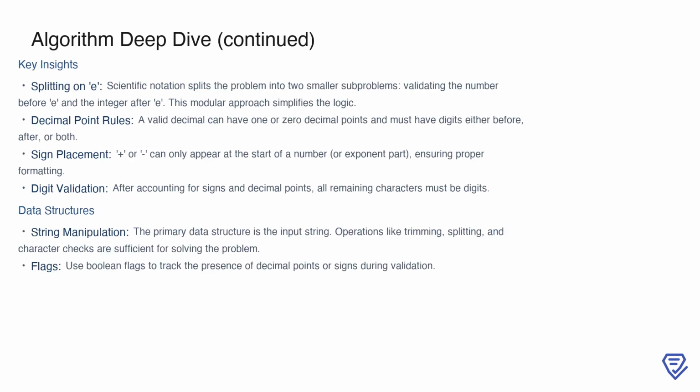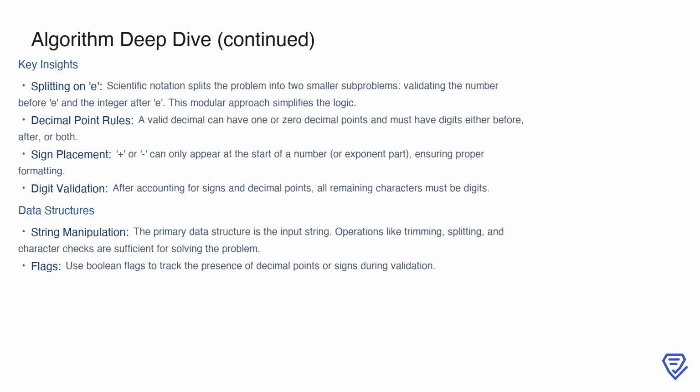Breaking the problem into smaller parts makes it easier to handle. Splitting on e allows us to address the base and the exponent separately, simplifying the validation process. For decimals, the rule is straightforward: there can be at most one decimal point, and digits must exist either before or after it. Signs like plus or dash are only allowed at the start of a number or the exponent part, ensuring proper formatting. Finally, after accounting for signs and decimal points, any remaining characters must be digits.